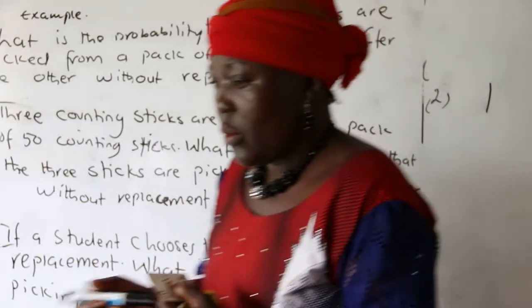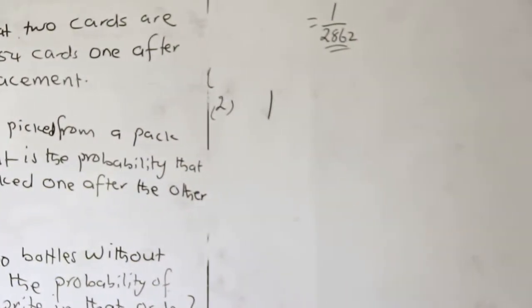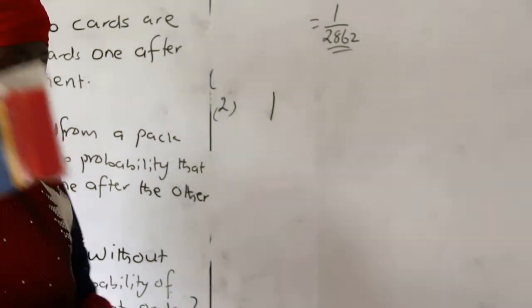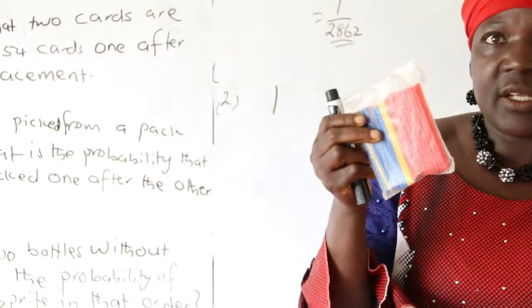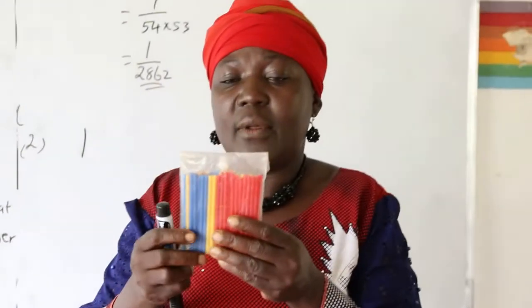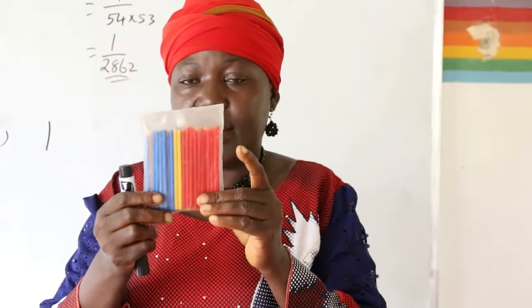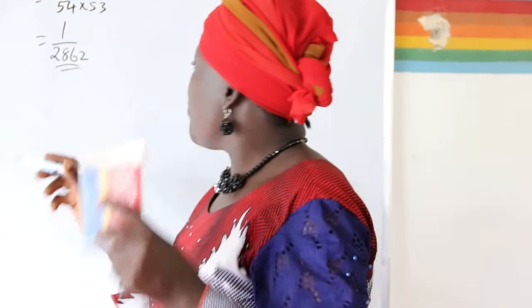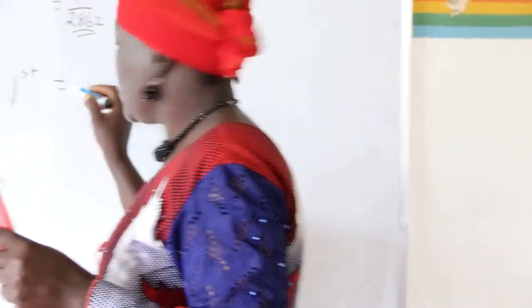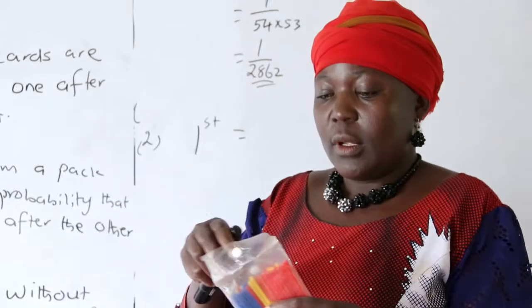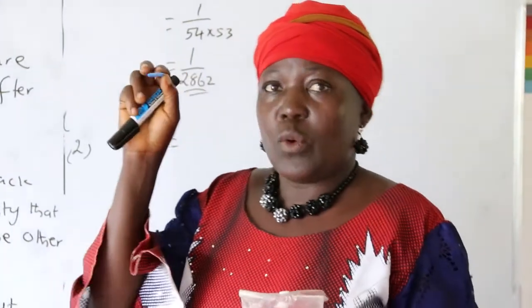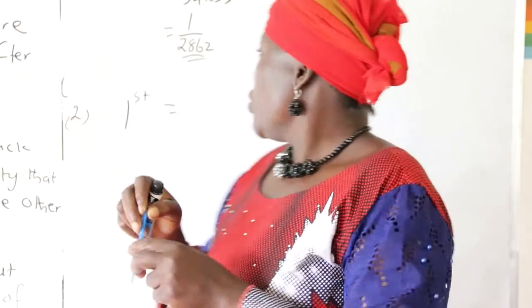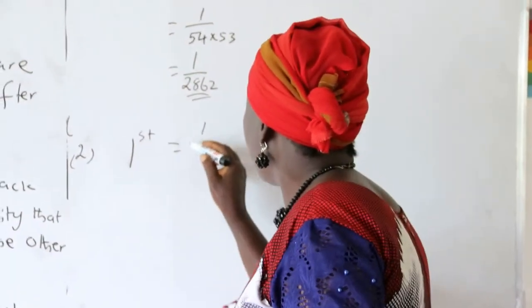This is my pack of sticks. We have said that there are 50 in this pack, and we will not consider their colors now. We just have 50 counting sticks inside this pack. Now my first picking is I will pick one from this pack. Any one I pick, this is one stick I pick. So this one will be 1 over 50.